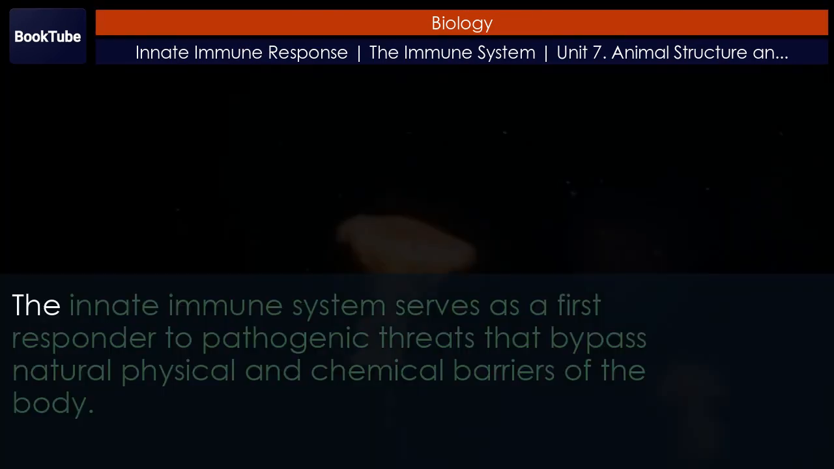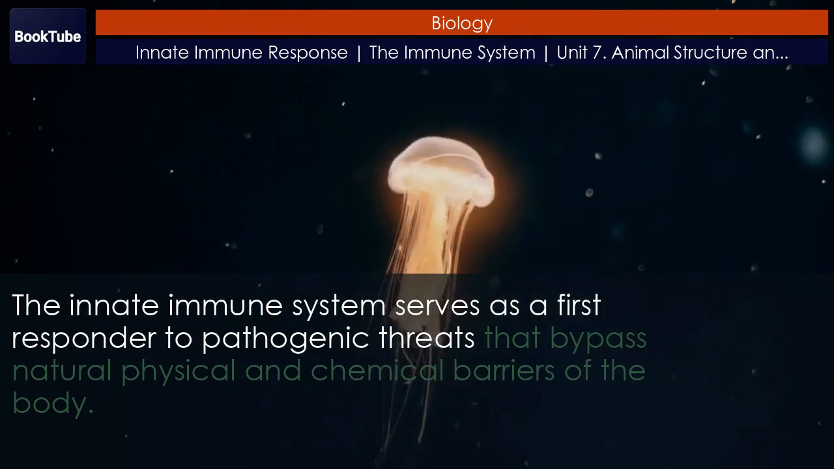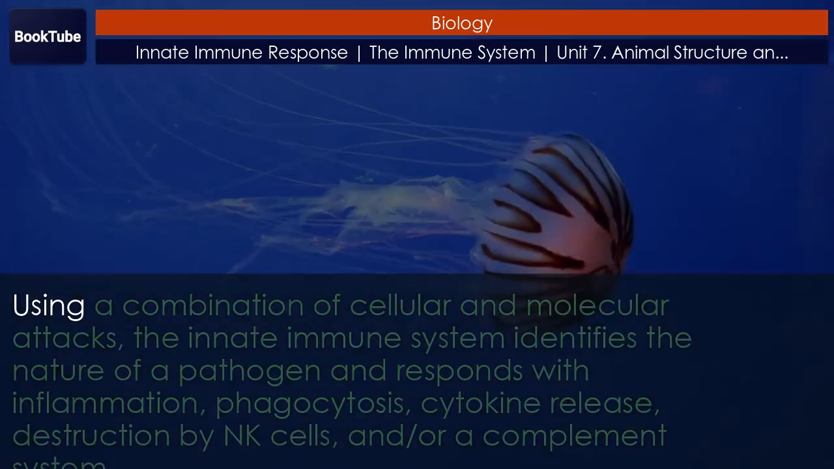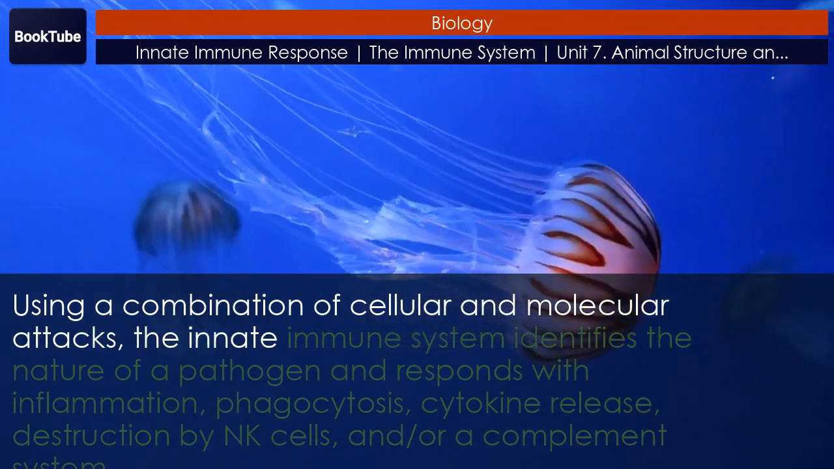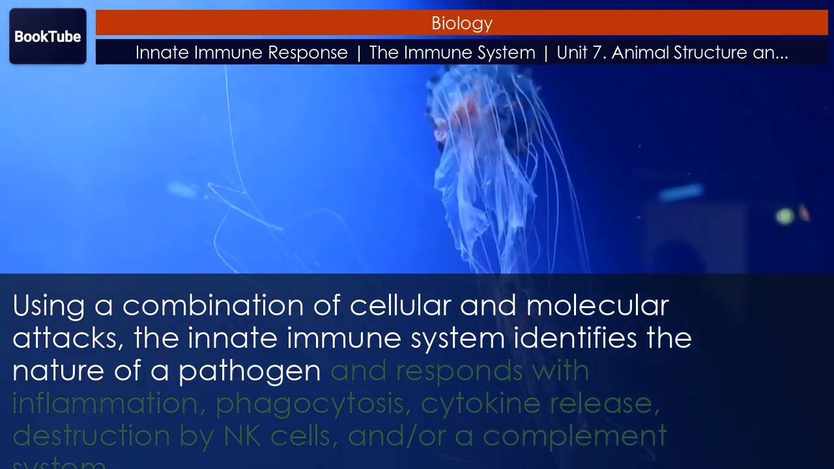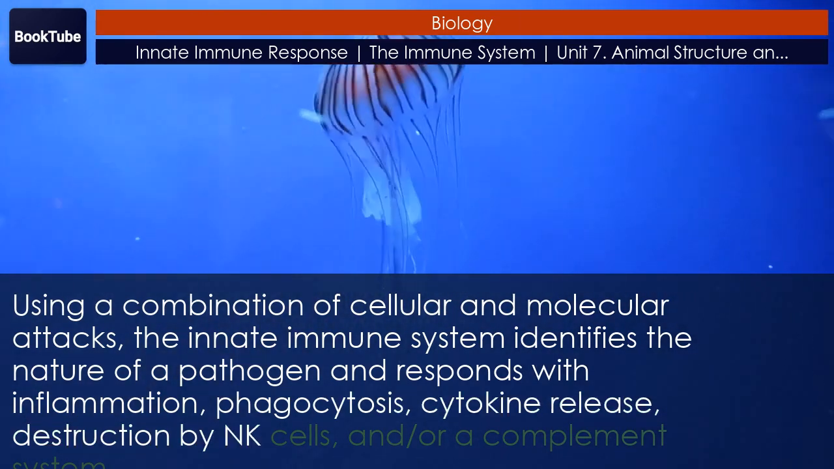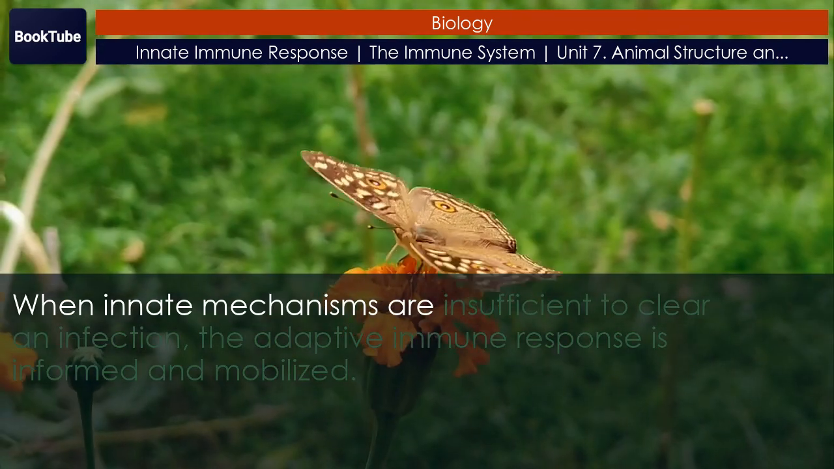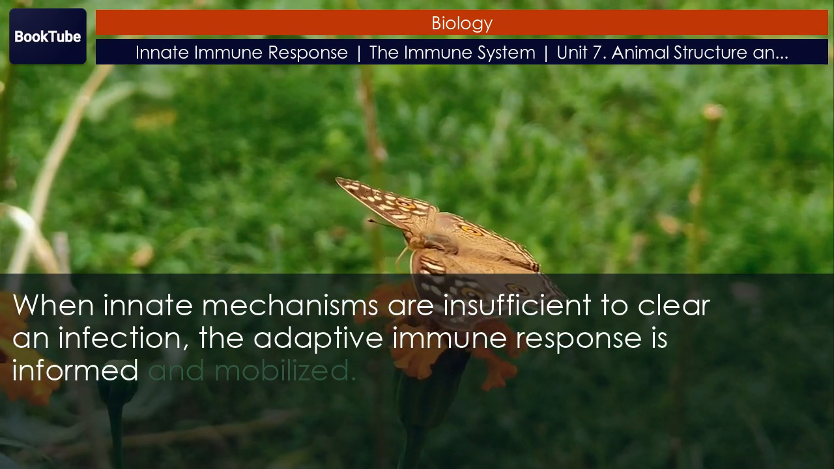Section Summary. The innate immune system serves as a first responder to pathogenic threats that bypass natural physical and chemical barriers of the body. Using a combination of cellular and molecular attacks, the innate immune system identifies the nature of a pathogen and responds with inflammation, phagocytosis, cytokine release, destruction by NK cells, and/or a complement system. When innate mechanisms are insufficient to clear an infection, the adaptive immune response is informed and mobilized.